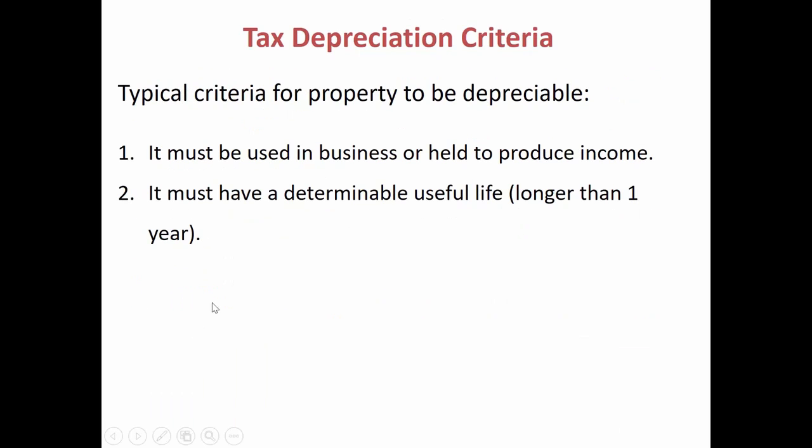Not everything can be depreciated. And so a company can't take a tax deduction on everything that it buys. There are certain rules and categories of items that can be depreciated. So for the first thing, it has to be used for the business. It has to be related to the production of income.